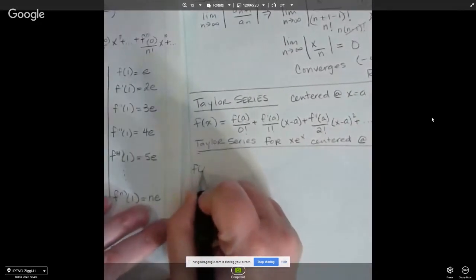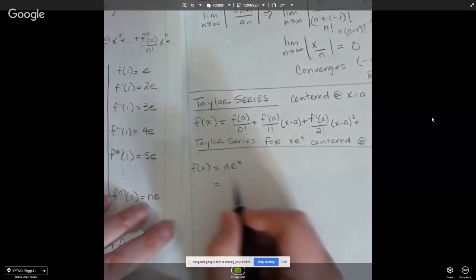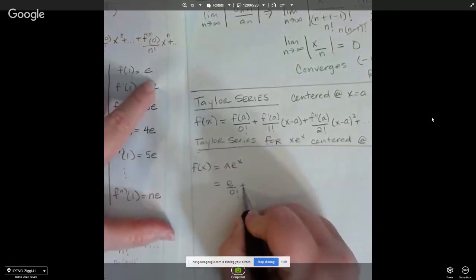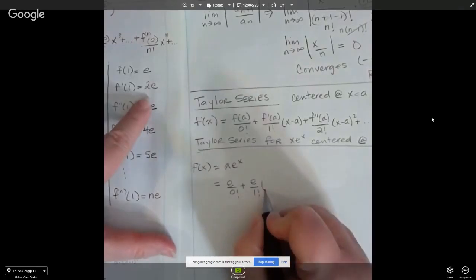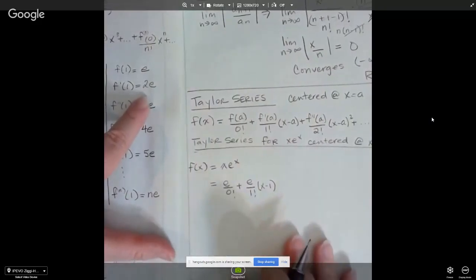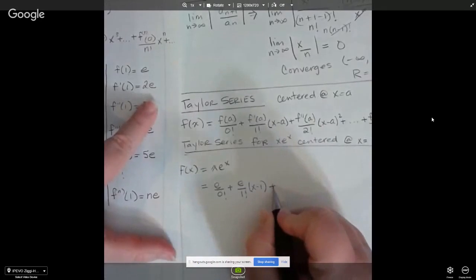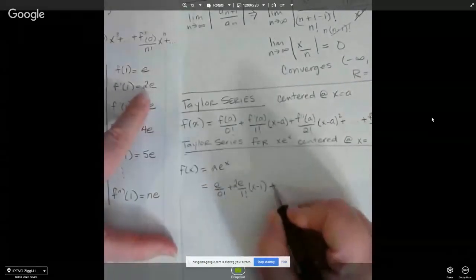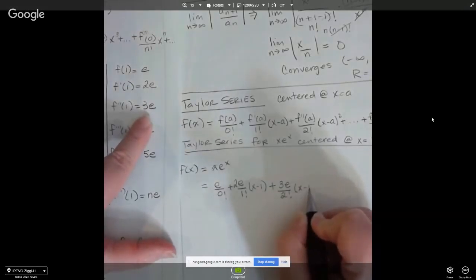So we're going to say f of x equals x e to the x, but we're going to center it at 1. So we're going to go f of 1, which is e over 0 factorial, plus f prime of 1 over 1 factorial, times, now instead of x, we're going to have x minus 1, because you're centered at 1. You made a transformation. Plus, oh wait, this is 2e here, I'm sorry. 2e. All right, plus 3e over 2 factorial times x minus 1 to the second.